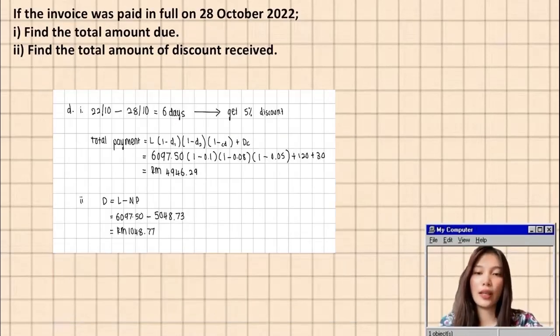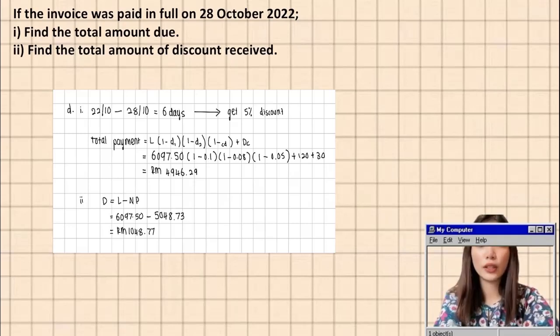Question D. If the invoice was paid in full on 28 October 2022, D1. Find the total amount due. 22 October to 28 October equals 6 days, so we will not get the 5% discount.